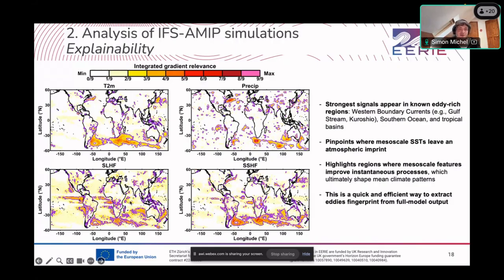I'm not sure, I have not tried to explain exactly why, but probably some of you know that. And also for latent fluxes, we found things that make sense, for instance, strong signals in the tropics, tropical basins. So again, this is very preliminary, but I think this is a nice way to extract the fingerprints of eddies, like immediate fingerprints of eddies.